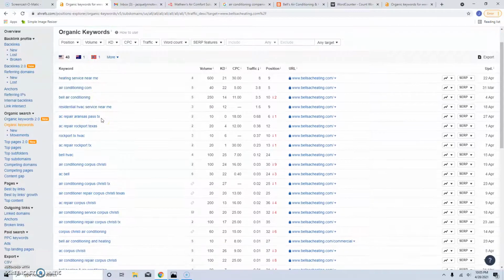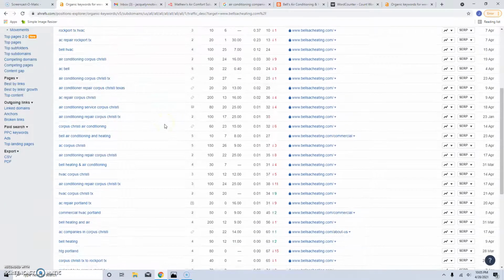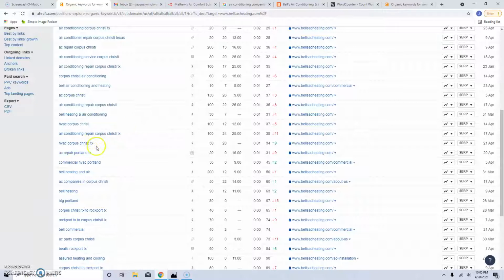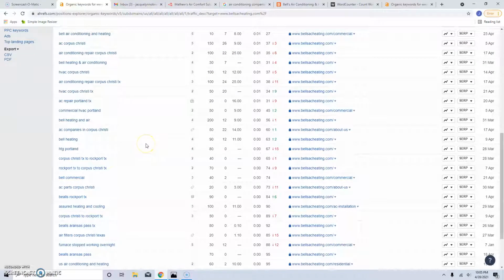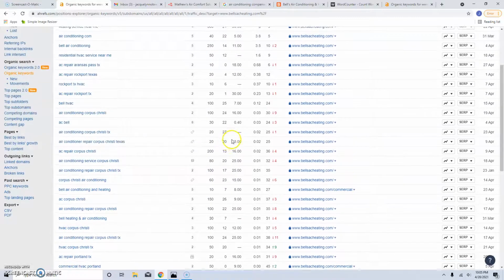What we want to do is add in local market targeted keywords. I've seen in here that there's Rockport, there's Aransas Pass, I think I saw Portland and Corpus Christi. I didn't see Ingleside, I didn't see Port Aransas, I didn't see Taft, I didn't see Odem, I didn't see Sinton. Those are all areas that you could be targeting and pulling in that business. Lastly, let's talk about backlinks.